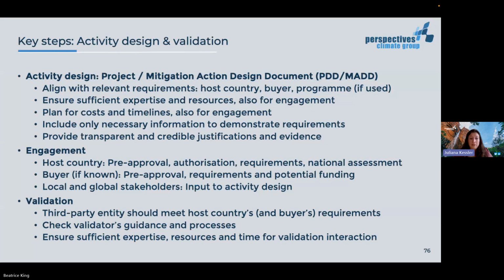with the host country, with the buyer, but also with local and global stakeholders that need to provide input into the activity design. And then for the validation itself, the third-party entity should make sure that the host countries' and buyers' requirements are also met, and really check the validators' guidance and processes. And also the validators need to familiarize themselves currently with Article 6 requirements. So it might require some interaction here as well. And with this, I'm already handing over to Hanna.